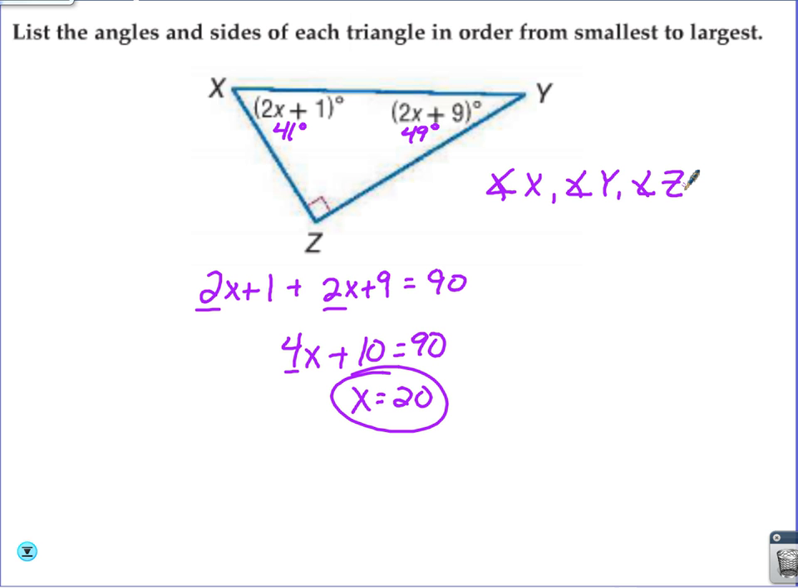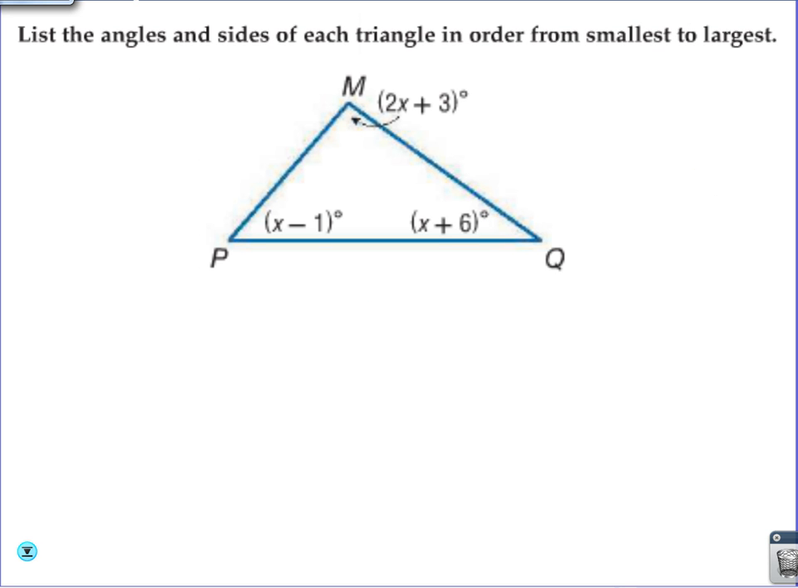Now let's put the sides in order. Stephen, help me out with that. If angle X is the smallest, which side is the smallest? Perfect. Go ahead, Stephen, finish for me. Since angle Y is the middle angle, what's the middle side? And that only leaves my hypotenuse, XY, for the largest.